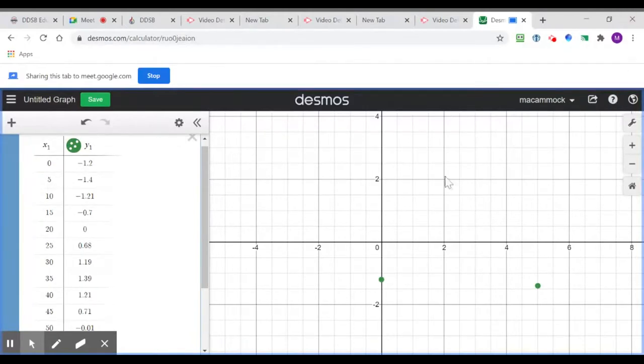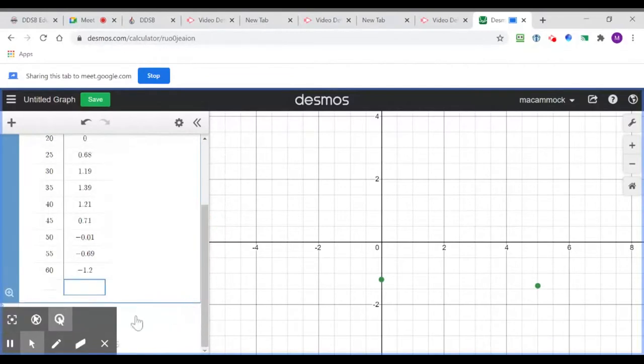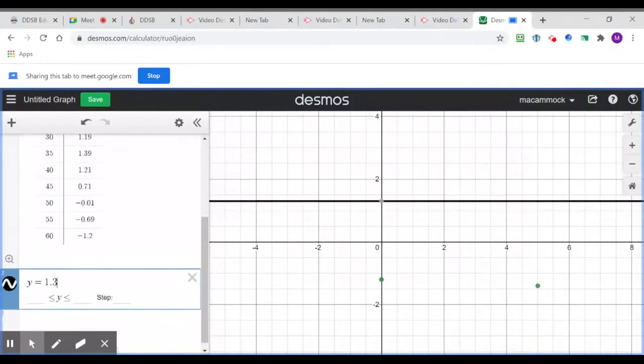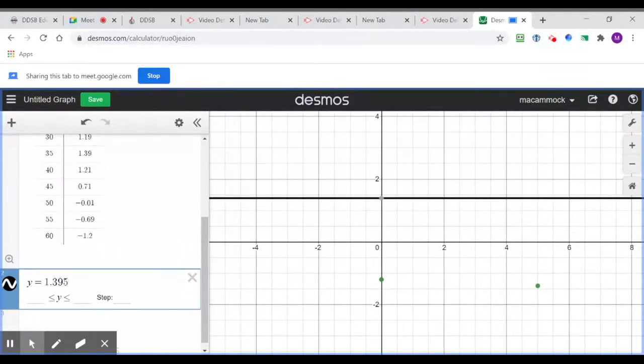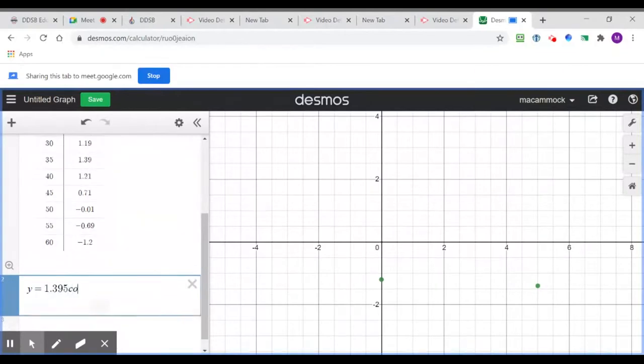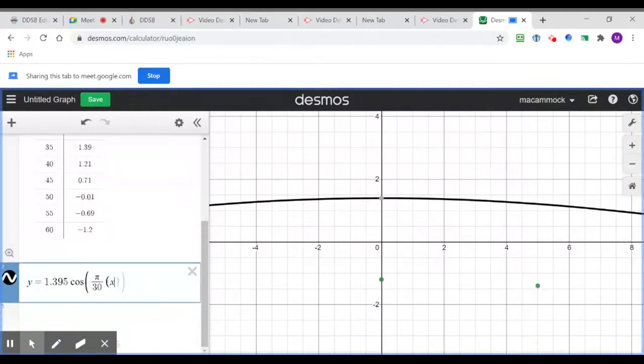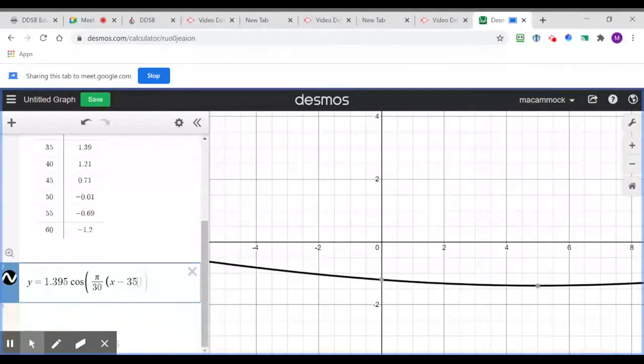All right. And I'm going to go down now and put in the equation that we just got on a new line. So click on a line below the one that you had, and your y equals, I'm going on memory now, 1.395. Then let's put the cosine one in first. Cosine pi over 30. It was x minus 35, I believe. It was 35. And then that would have been minus 0.005. Okay.